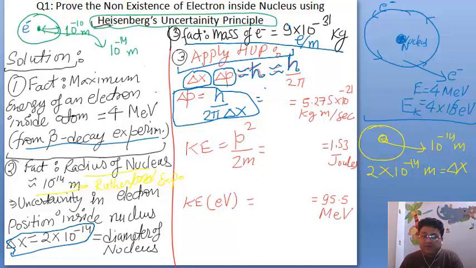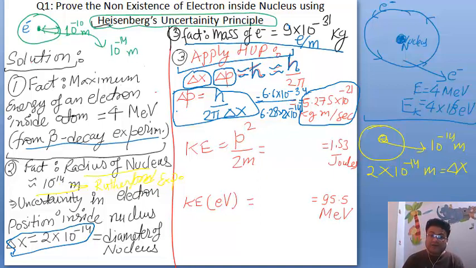So putting the value of h equal to 6.6 into 10 to the power minus 34, upon 2 pi, which is 6.28, and delta x is 2 into 10 to the power minus 14, right? When you put these things, you get a value of 5.275 into 10 to the power minus 21 kg meter per second. So we have delta p, that is the uncertainty in the electron's momentum if it is inside the nucleus.